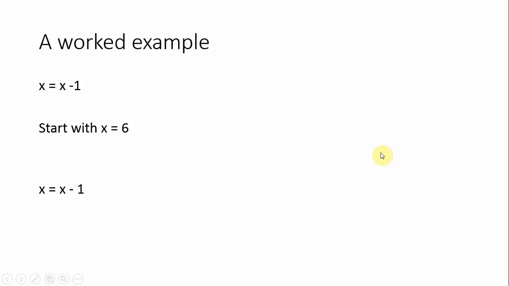Here's a worked example. x = x - 1. And if we start with x being equal to 6, if we look here, we can see now that x equals 6 minus 1, that's fine. So x equals 5, that's fine. So now we've worked all the right-hand side of the equals out. We can say x equals 5. It's that simple.